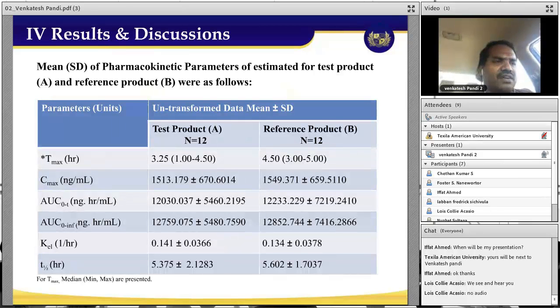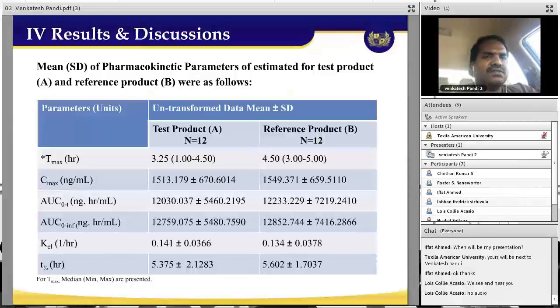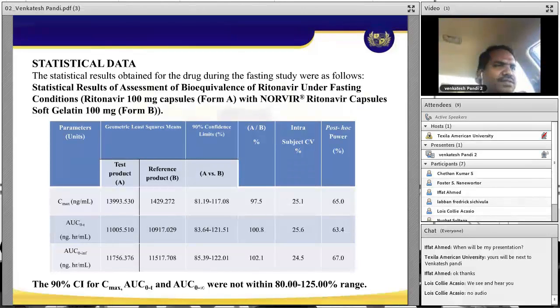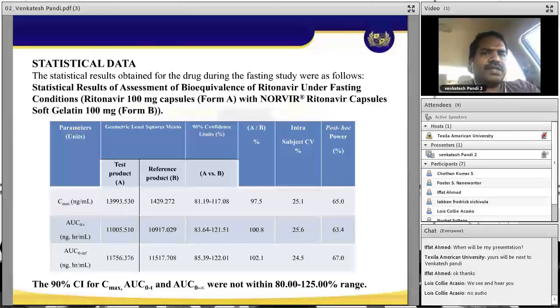All this was performed. Coming to the results, finally to conclude, the Tmax of the drug was somewhere around 3.25 hours and 4.5 hours for the reference product. The Cmax was almost similar for both of them. So these are the overall results done by the statistician. The 90% CI intervals were within the normal range, which we say is 80 to 125.